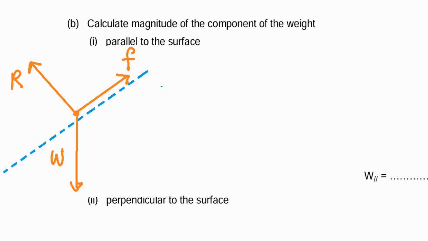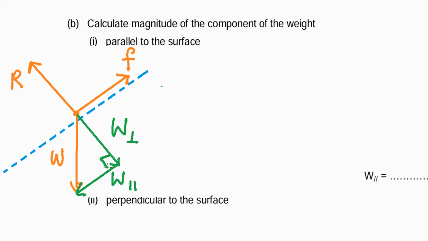Now, what's important to note is that the weight can be resolved into two components. A component perpendicular to the incline or the surface. This will be the one component. We can call it W perpendicular. We have a second component which is going to be parallel to the surface or incline. So this is the component of the weight parallel to the surface, and we can call it W parallel.